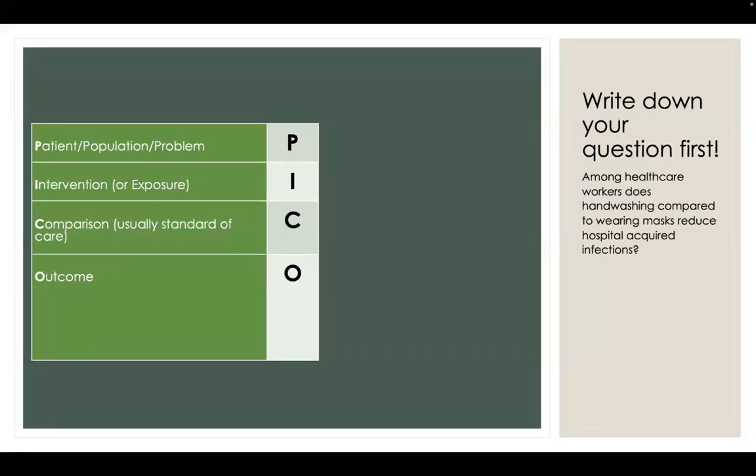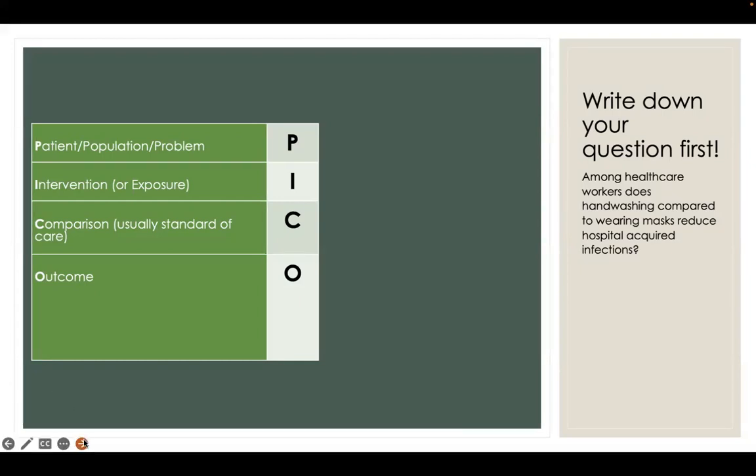I highly recommend writing your question down, even if you don't end up using a framework. It's just so much easier to structure a search if your question is written out and very clear about what you're searching for. The question that we are going to demo today, I've intentionally chosen a kind of dry question so that we can really focus on the method and not be excited to look at what comes up. And so our question today is, among healthcare workers, does hand washing compared to wearing masks reduce hospital-acquired infections? And you'll see that this breaks down nicely into a PICO format.